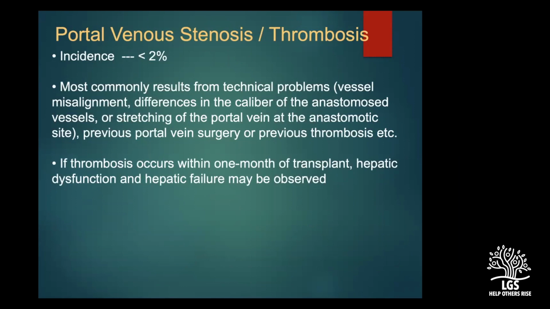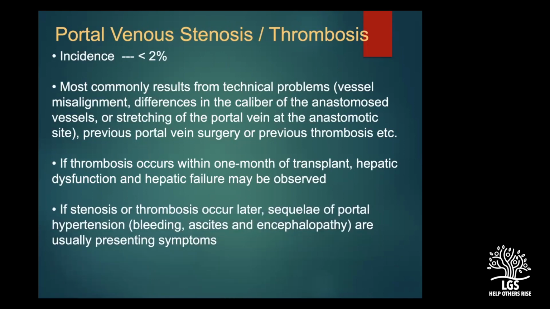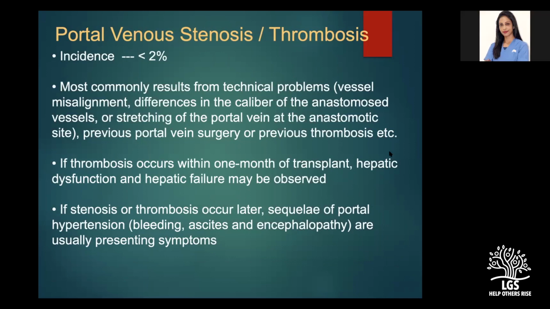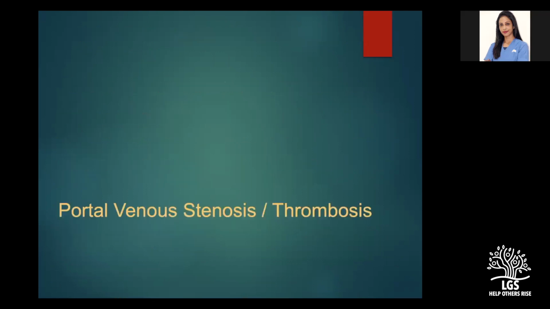If it occurs within 1 month of the transplant, hepatic dysfunction and hepatic failure may be observed. And if it occurs later, we can see sequelae of portal hypertension, like bleeding, ascites, encephalopathy, as the usual presenting symptoms. So as radiologists, we feel it's very important we ask the clinicians the exact history as to what exactly the patient presented with, so that we know whether it happened within a month of a transplant or more than a month of a transplant, and whether it correlates with the clinical history. That is something we all ought to do as radiologists as well. And diagnosis, as we know, is usually made by surveillance ultrasound.